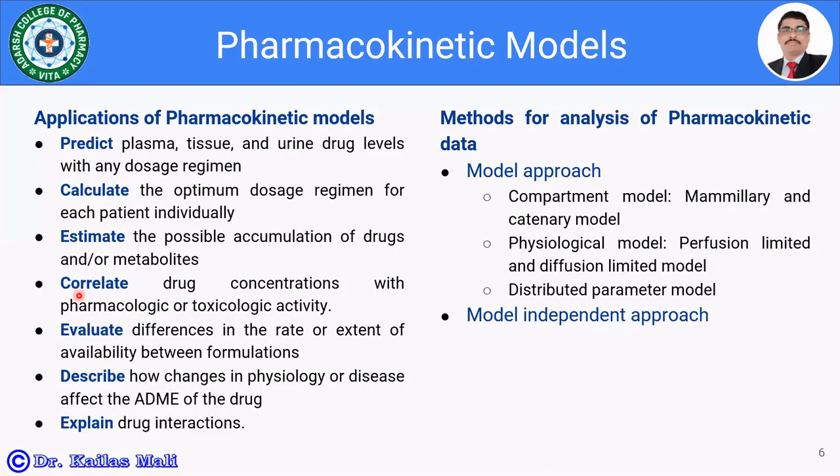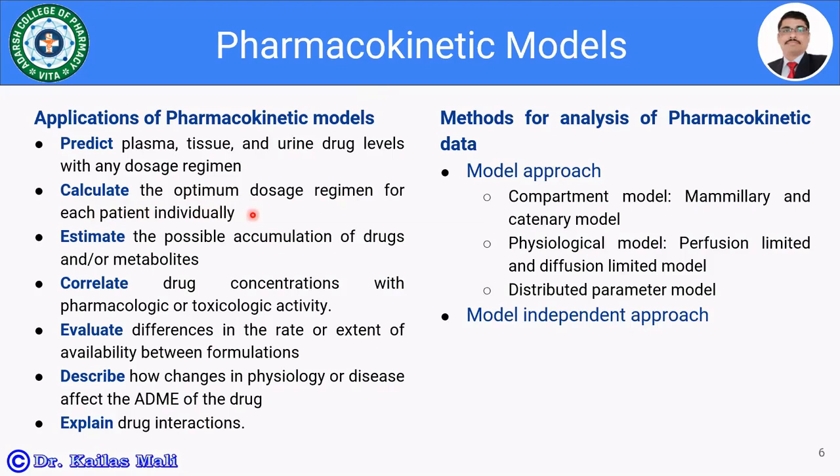So the very first application of the pharmacokinetic model is to predict plasma, tissue, or urine drug levels with any dosage regimen. So it is possible to predict the plasma, tissue, or urine drug concentration with any dosage regimen. That is one of the applications of the pharmacokinetic model. Then it is used to calculate the optimum dosage regimen for each patient individually.